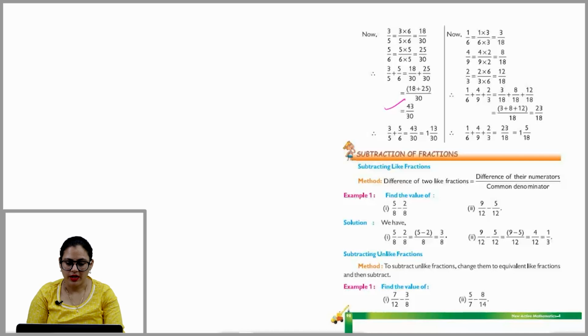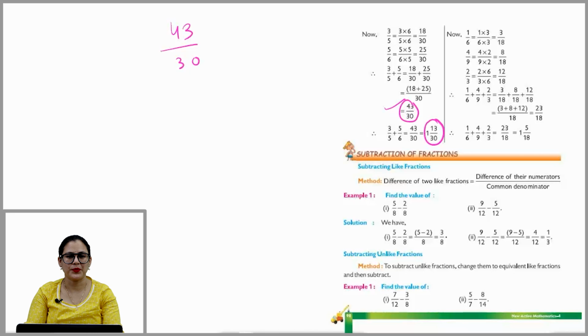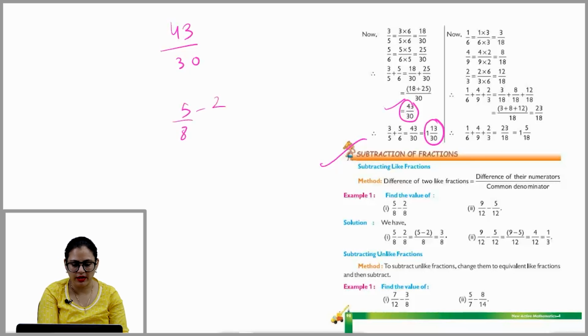Here you can see this fraction, 43 by 30, has been converted into a mixed number. Now, subtraction of fractions. Subtracting like fractions. Method: the difference of two like fractions is equal to the difference of their numerators upon the common denominator. Example: find the value of 5 by 8 minus 2 by 8. This is also similar. 5 minus 2 by 8. So 3 by 8 is the answer.